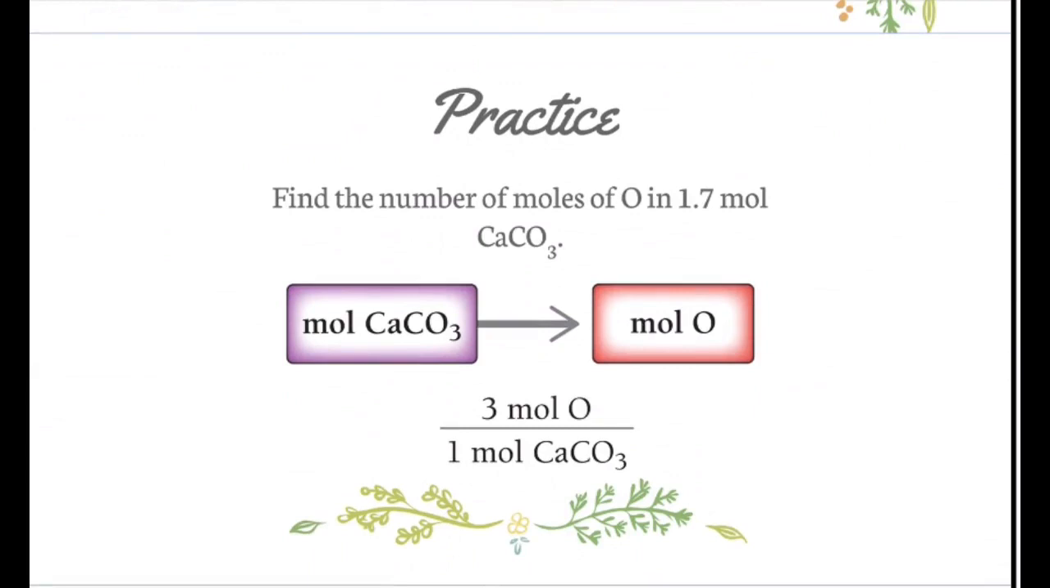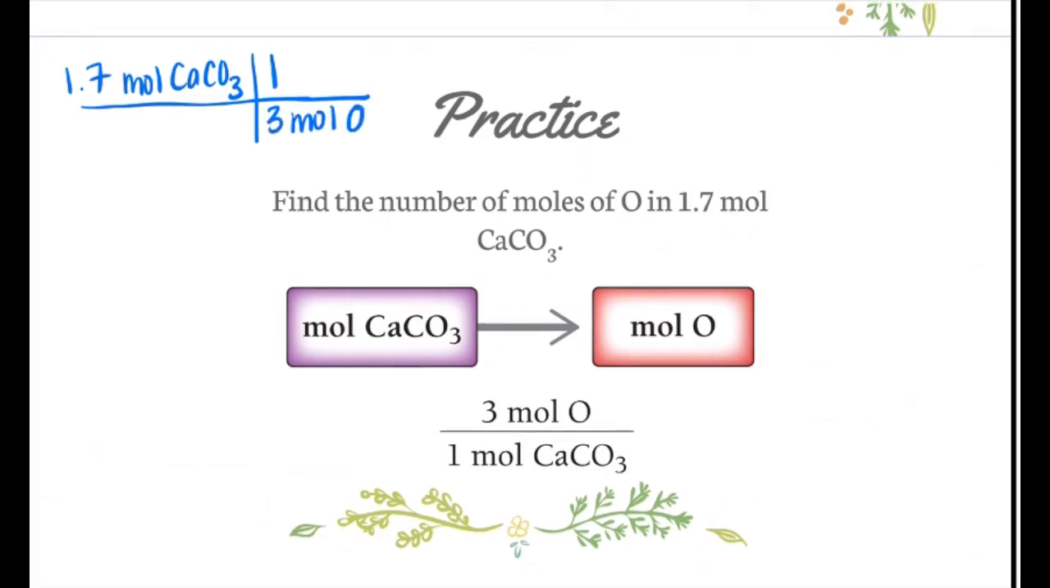So let's practice that. Find the number of moles of oxygen in 1.7 moles of calcium carbonate. Okay, so I'm going to start with my 1.7 moles of calcium carbonate. How many oxygens are there in calcium carbonate? Well, there are 3, so there are 3 moles of oxygen per every 1 mole of calcium carbonate. It doesn't matter if I use the unit atoms or moles. If I'm using a mole, I would just use the same ratio.